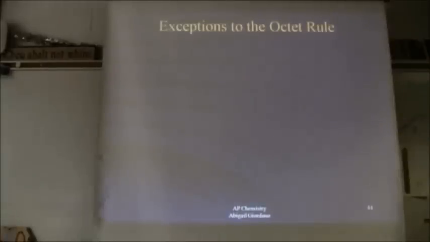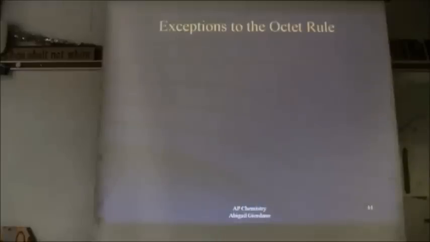All right, so let's get started. Last class, we ended by reviewing how to draw Lewis structures, and we did some practice. We're going to get a lot more practice today.